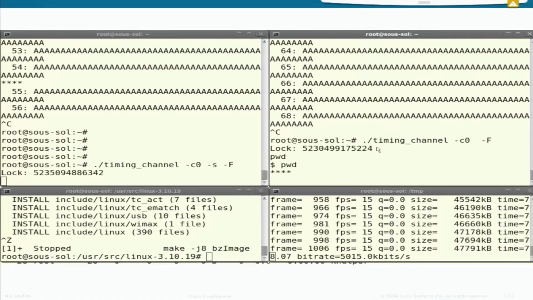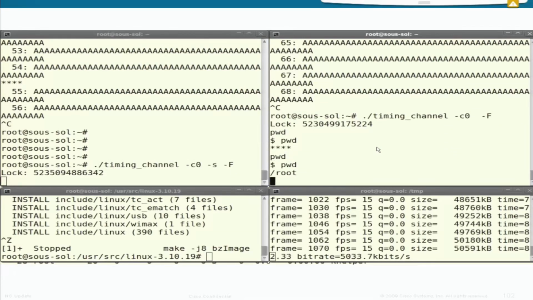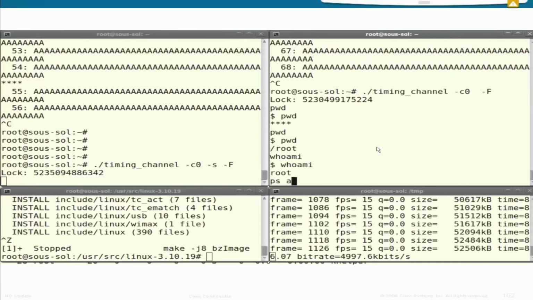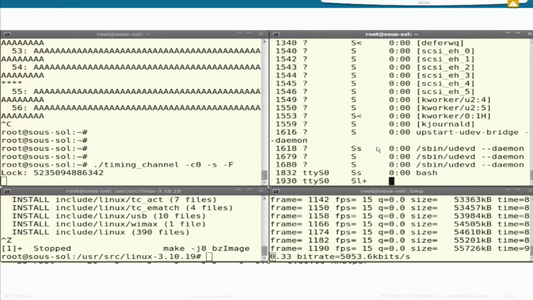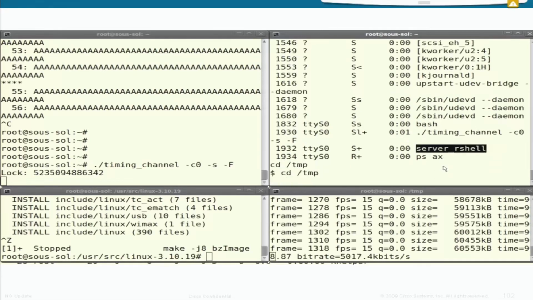So when this thing happens, the server does not burn CPU. So I'm running commands on the right-hand side, and the reverse shell on the other side is responding to me. I'm looking at the processes that are running on the other VM right now. That's the timing channel that is running on the other VM. It's running the server shell.